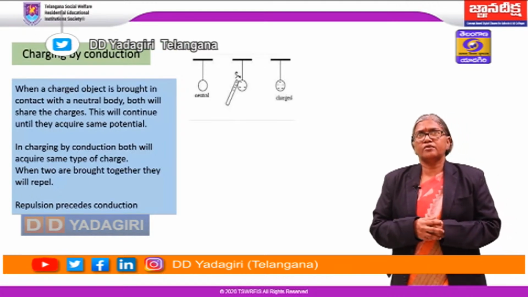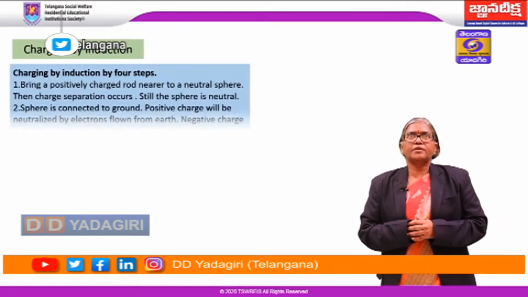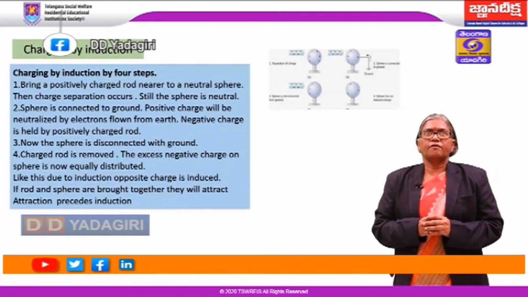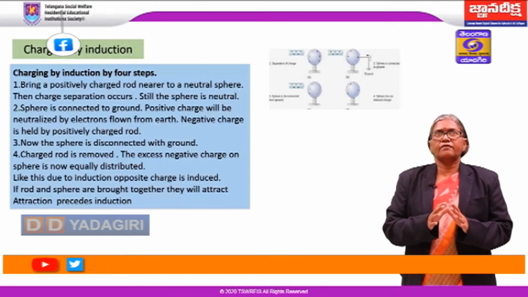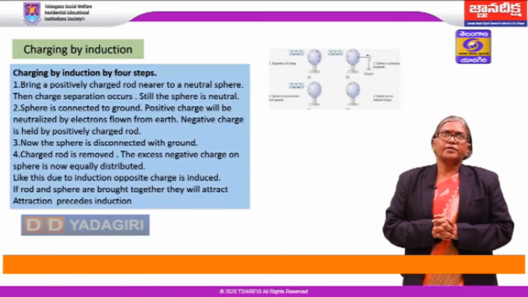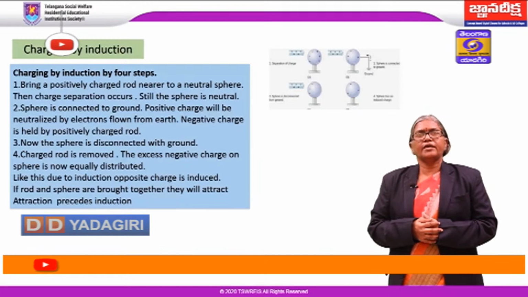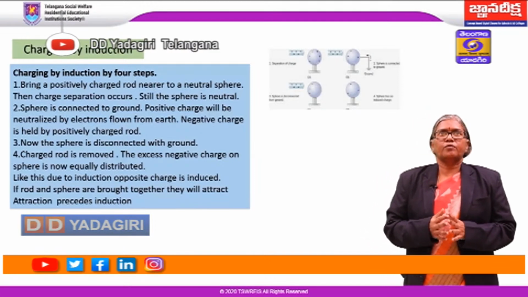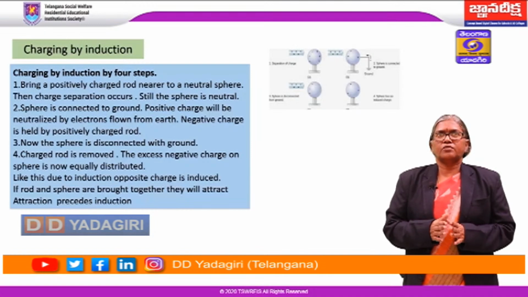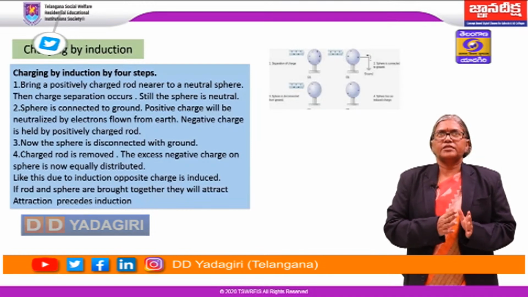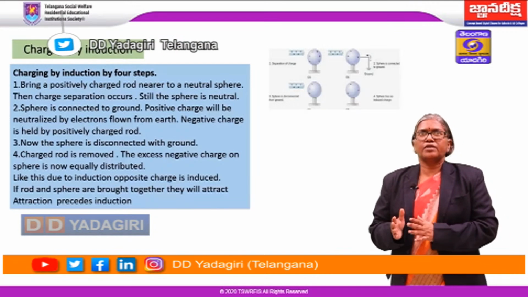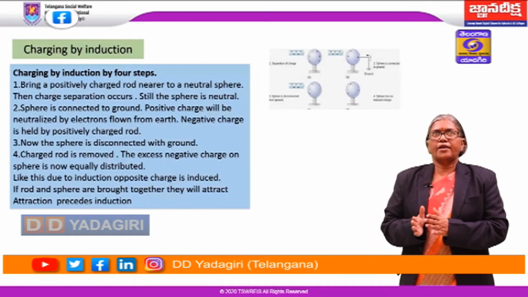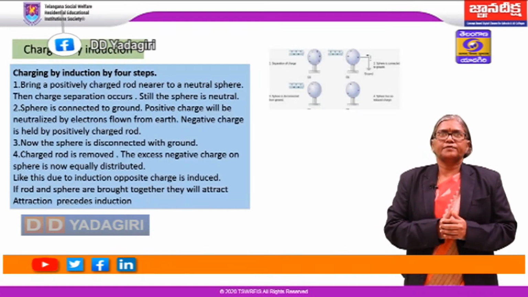Now the third method of charging is charging by induction. In this method, we charge an object without bringing it in contact with another charged body. To understand this, we take an example in which we charge a neutral body with a positively charged body. That means there is a neutral body and a positively charged body. Bring a positively charged rod nearer to the neutral sphere.